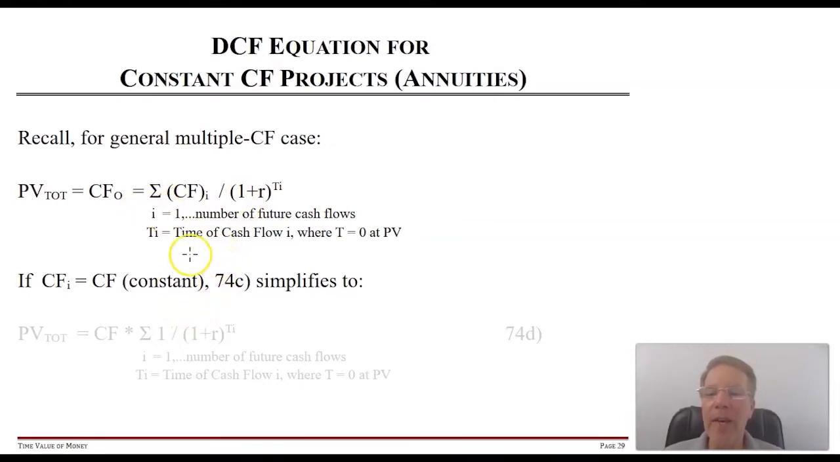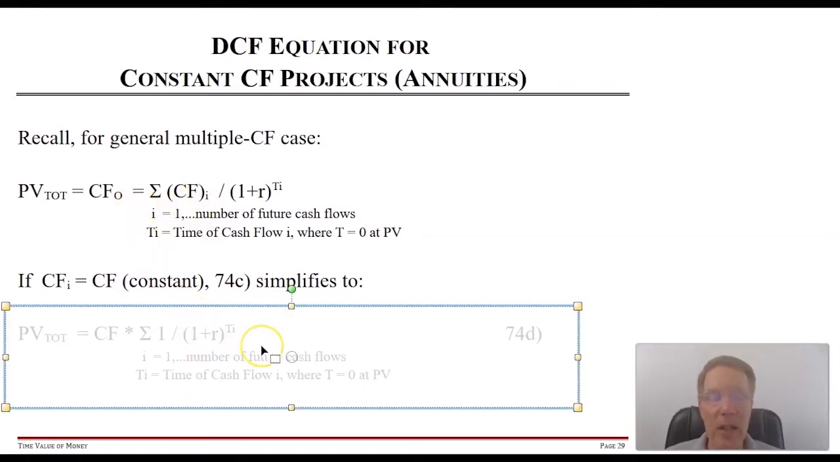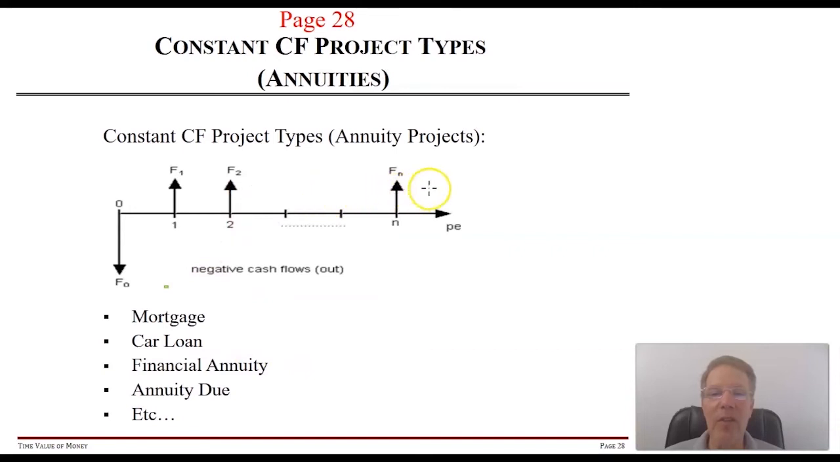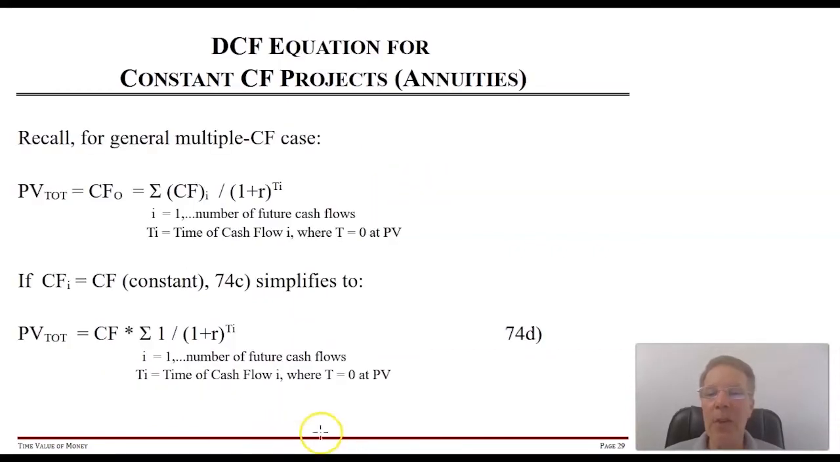So if we have constant cash flows, then the CF_i is going to be the same for every one of them. It's just going to be a constant, like 2 or 3 times pi or something like that. Whenever that happens, we can pull it out of the summation sign. And when we do that, we get this. It looks very similar to what we had above, but we've simplified it because the cash flow is constant. Every one of these future cash flows has the same magnitude. Because of that, we can pull that cash flow out of the summation and make our life a little bit easier.